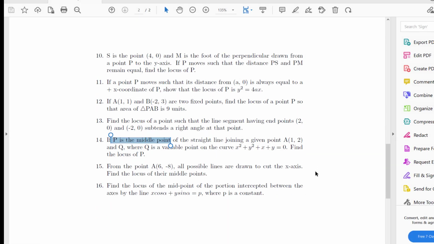We have only 2 more left. From the point (6, -8), all possible lines are drawn to cut the x-axis. Find the locus of their middle point. This is a little bit vague, but the intent is very clear. From point A, all lines are drawn. So let's draw that.